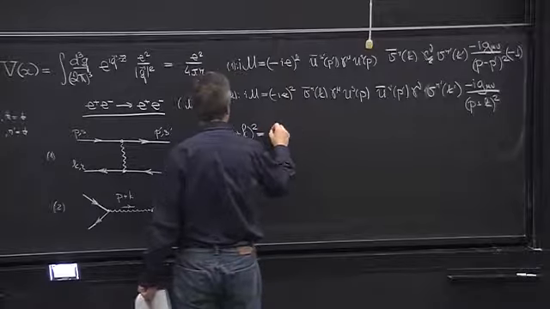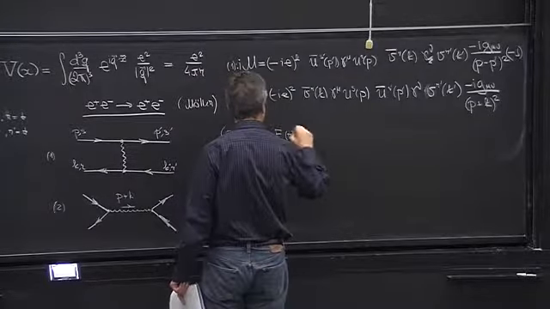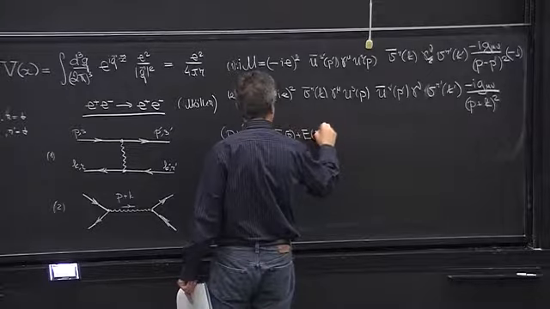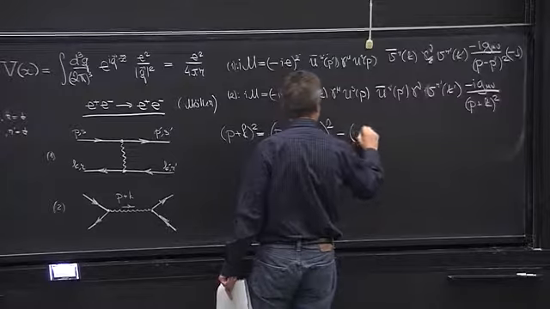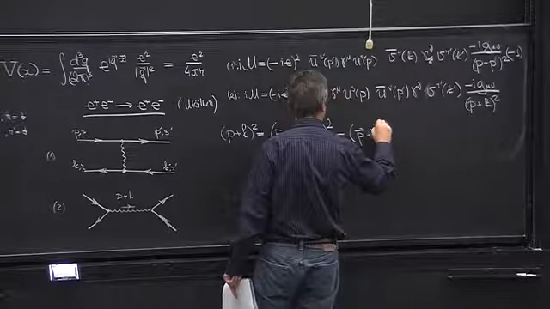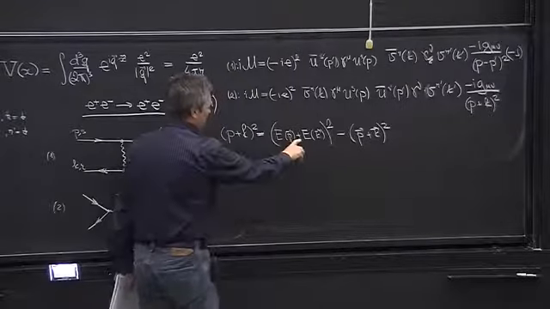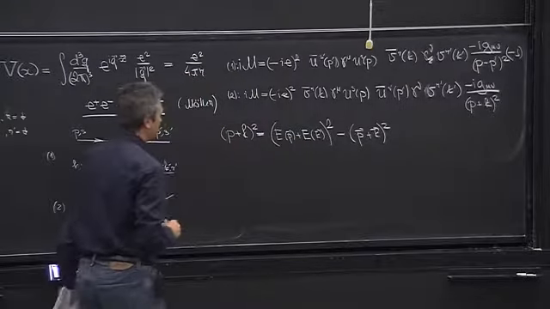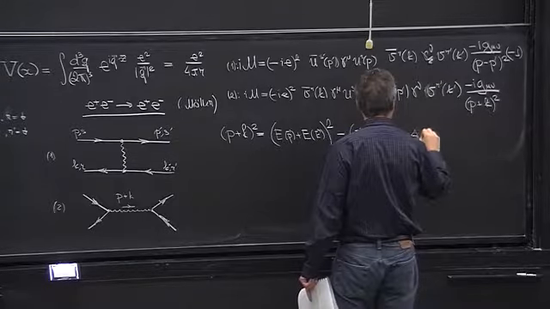Well, what is it? It's E of P plus E of K, squared, minus the vector P plus K, squared. And here there's no minus sign between the energies. So to the first approximation, this will be equal to 4m squared.